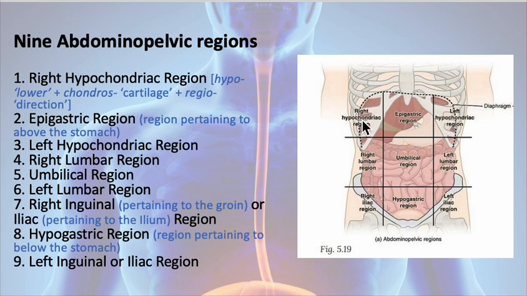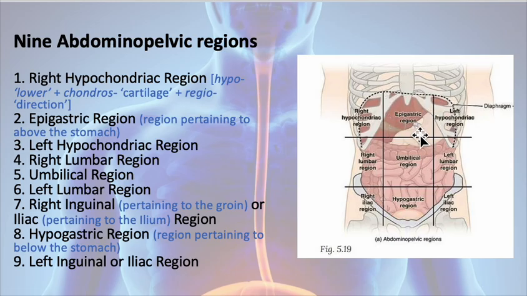Now, if we start from the top right here, this individual is in anatomical position, and I'm referring to their anatomical right. So we're facing this individual, but this would be their right. And the first region is the right hypochondriac region. This name originates because hypo means lower and chondro means cartilage, and this is referring to the cartilage of the rib cage. So the right hypochondriac region is the upper right region below the ribs.